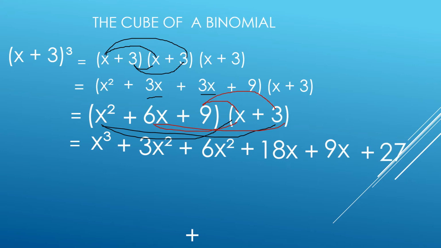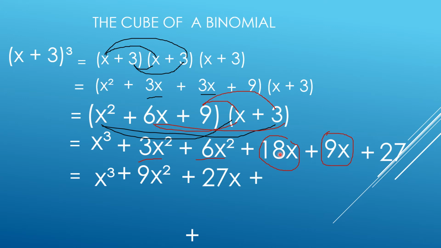Okay, so we have similar terms here, so we can combine them. And this one and 9x, we can combine them too. Which means we're just going to copy x cubed. And then we have 3x squared plus 6x squared, that is 3 plus 6, that is 9. So copy x squared, 9x squared. Then 18x plus 9x, so 18 plus 9, that is 27. Copy x, so that is 27x. And copy 27. Okay, this is now the final answer.